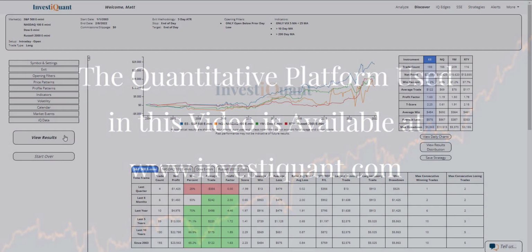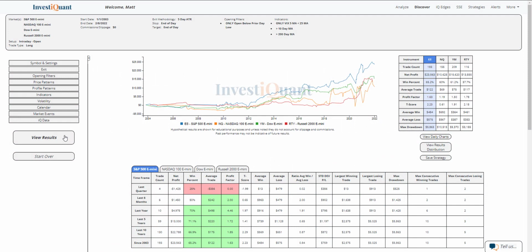And here we go. These are the results based upon entering the market long at 9:30 a.m. Eastern Time, exiting at 4:15 p.m. Eastern Time, when opening below the prior day low in a market environment where the 5-day moving average of the VIX is below the 25-day moving average of the VIX, and you closed above the 10 and 200-day simple moving average. Historically, we've got 193 samples here in the S&P, 155 in the NASDAQ, 209 in the Dow, 116 in the Russell. So lots of sample sizes here to look at.